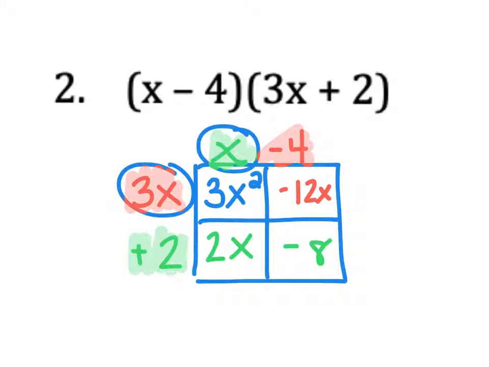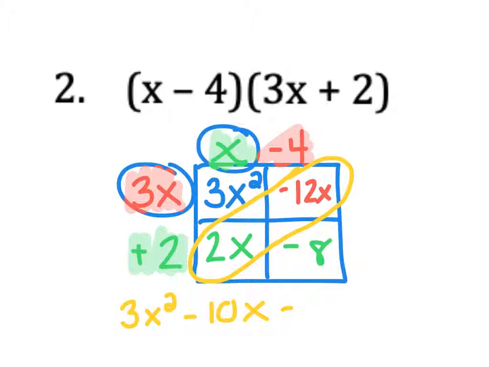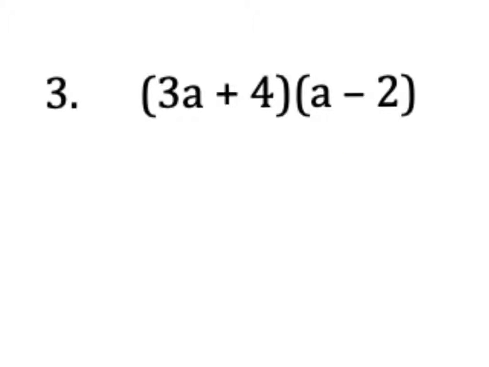Now I just look for like terms, and if you set this up right, usually your like terms are going to be on the diagonal. So in standard form, I'm going to write the 3x squared first. I'm going to combine my like terms here, and that gives me negative 10x, and finally the minus 8. And hopefully you realize that these two problems are identical, and I did it a second time using this box method.